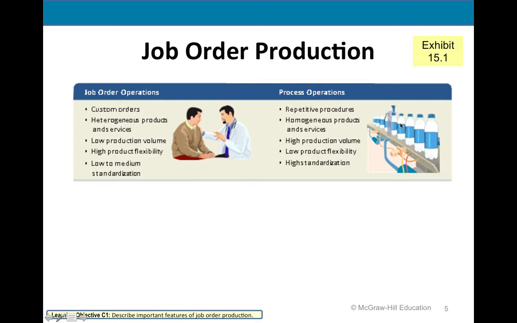Let's say bottled water. Like I said, they're all the same products. You're making millions a day. They have very low flexibility. And job order says no, the custom order. Let's say jewelry, for example. Not all jewelry is the same. Even going to the doctor, everyone's different. There's low production volume, high flexibility and high product cost, and there's very little standardization here.